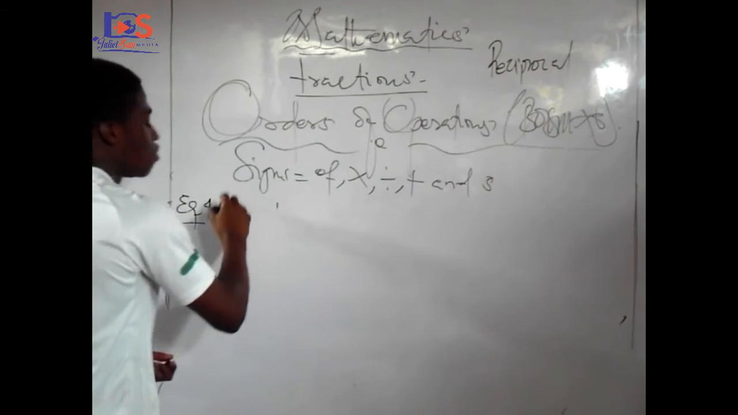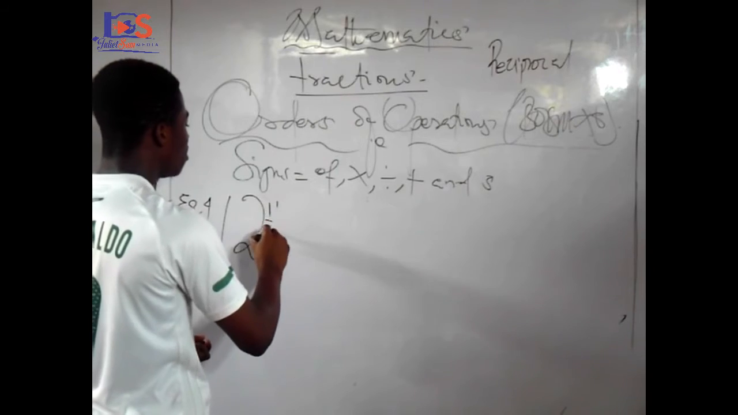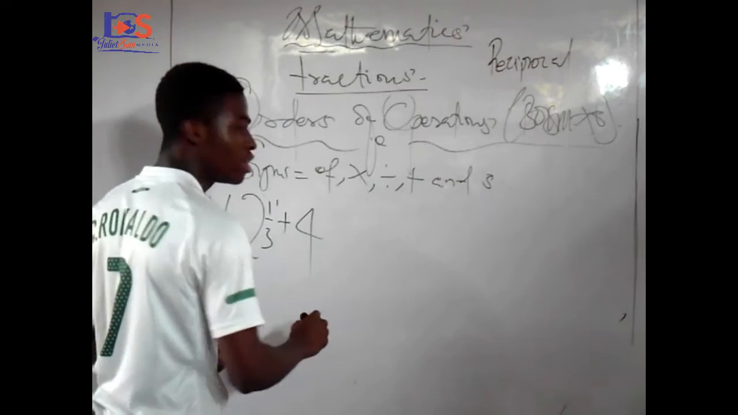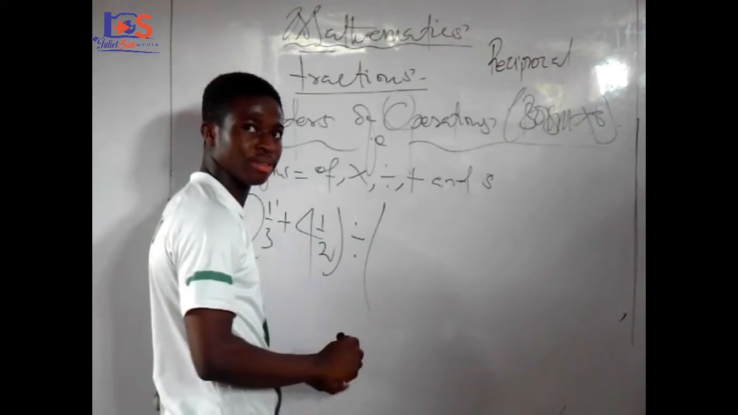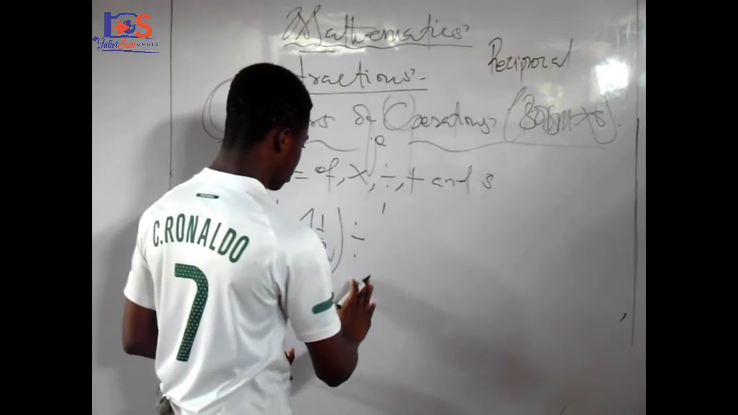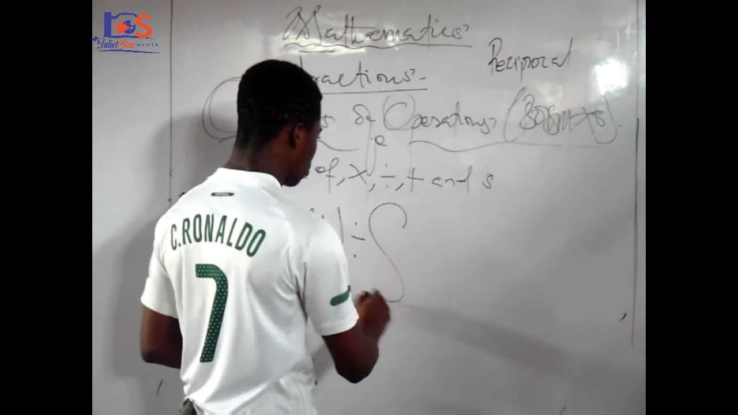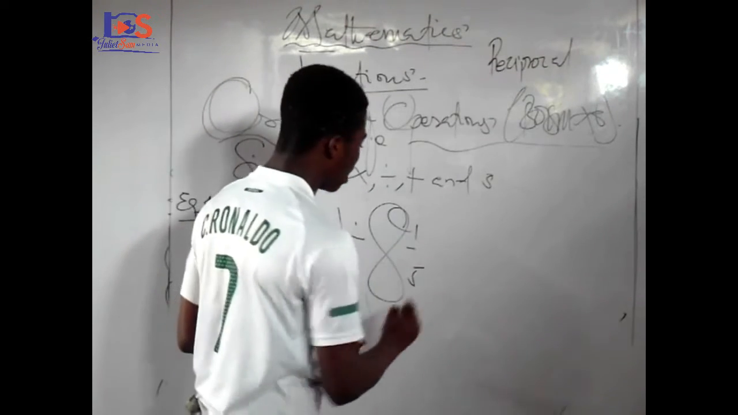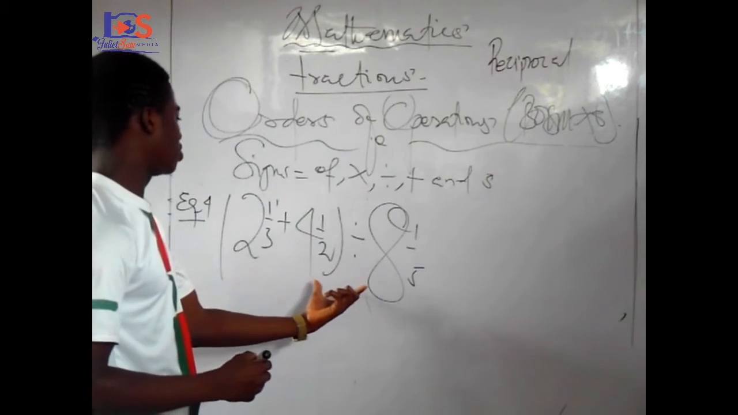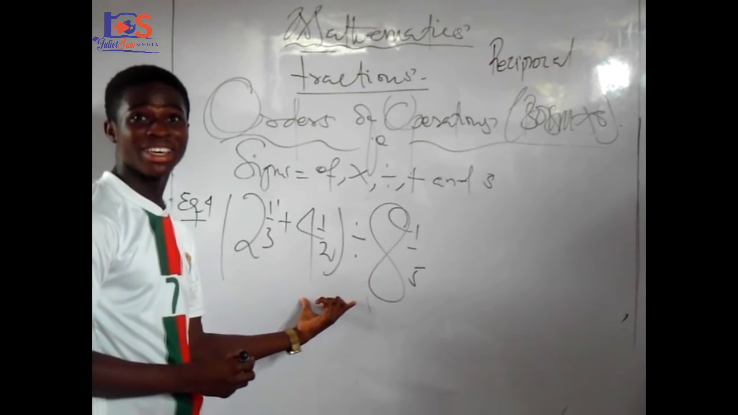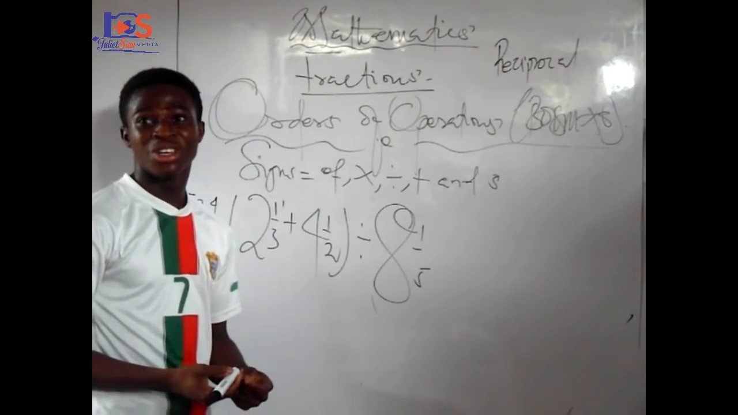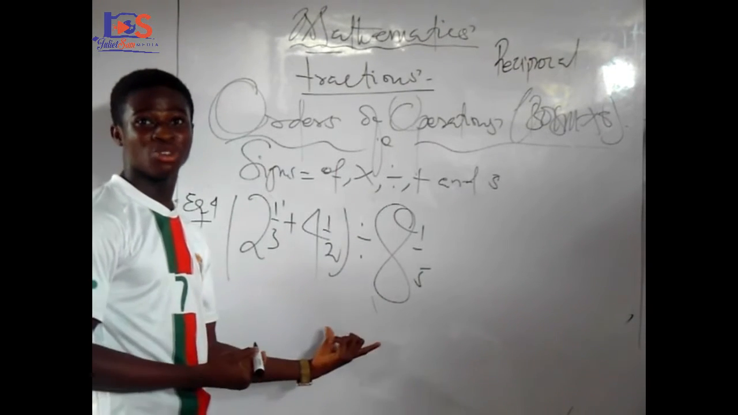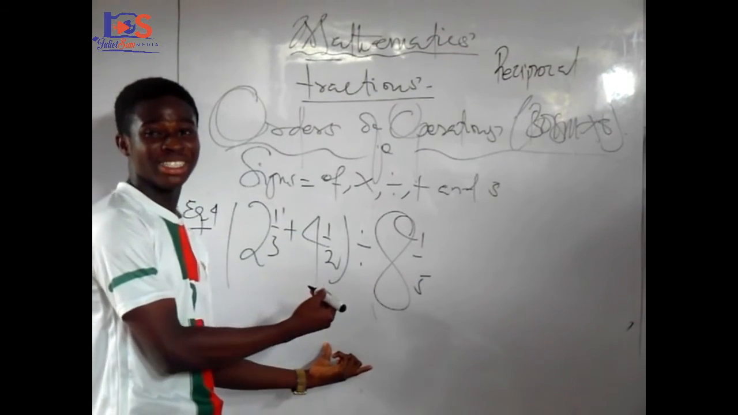Example 4. We have 2 whole number 1 over 3 plus 4 whole number 1 over 2 divided by 8 whole number 1 over 5. This is your next trial work. And with this, as I gave you 30 seconds for the first one, you have 1 minute for this work. You are using 1 minute for this. Try your hands on it.